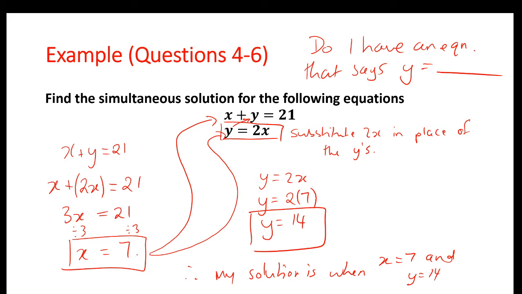And we can test that too by putting both of those numbers into the equations above. So 7 plus 14 in the first one is equal to 21, and 14 is equal to 2 times 7. So that makes both of these equations true.